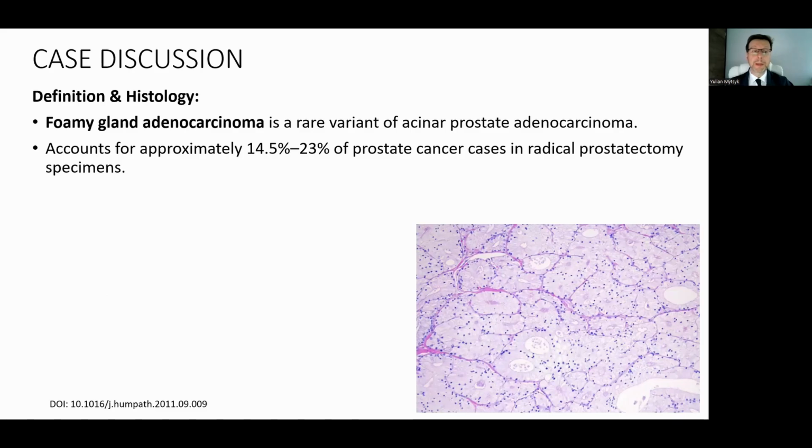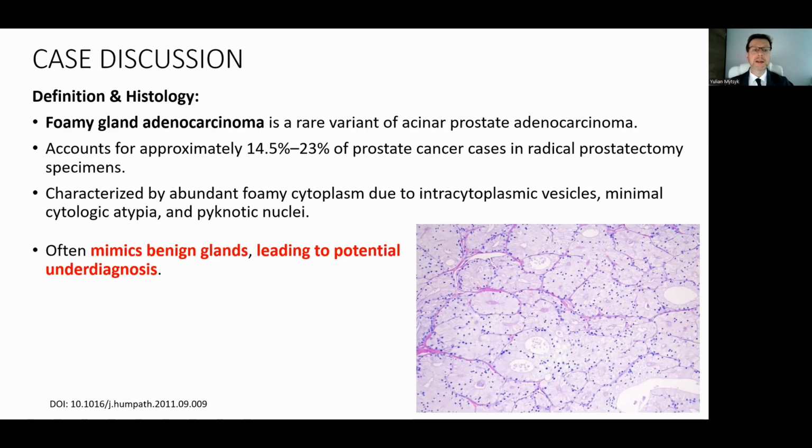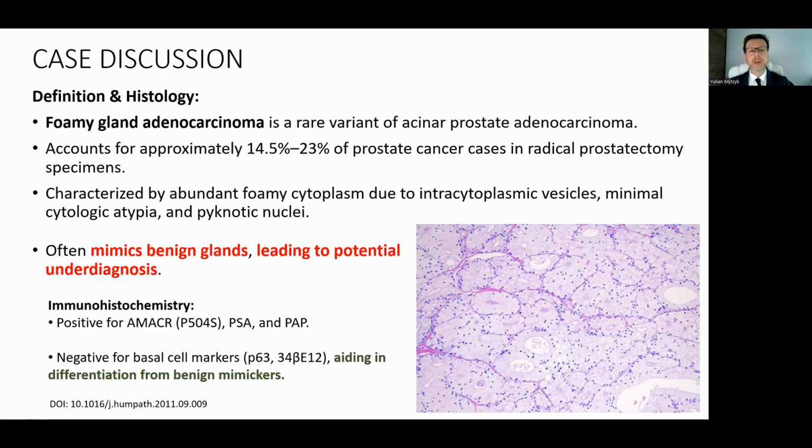So, case discussion. The foamy gland adenocarcinoma is a rare variant of the acinar prostate adenocarcinoma. It accounts for approximately 14 to 23% of all prostate cancer in radical prostatectomy specimens, and is characterized by abundant foamy cytoplasm due to intracytoplasmic vesicles, minimal cytologic atypia, and pycnotic nuclei. What is very important, it often mimics benign glands, leading to potential underdiagnosis. Also, it has a specific immunohistochemical profile aiding in differentiation from benign mimickers.